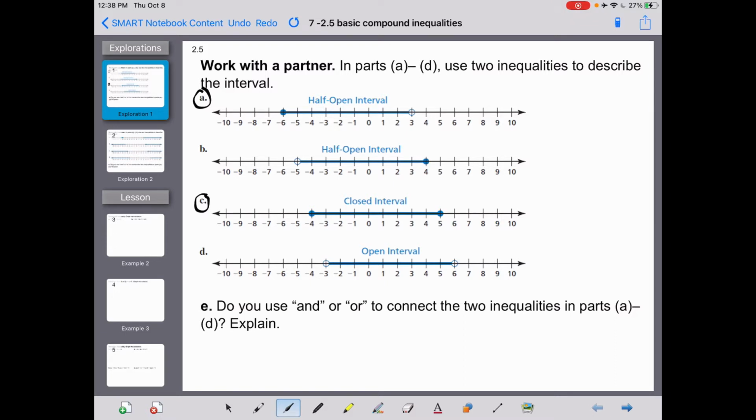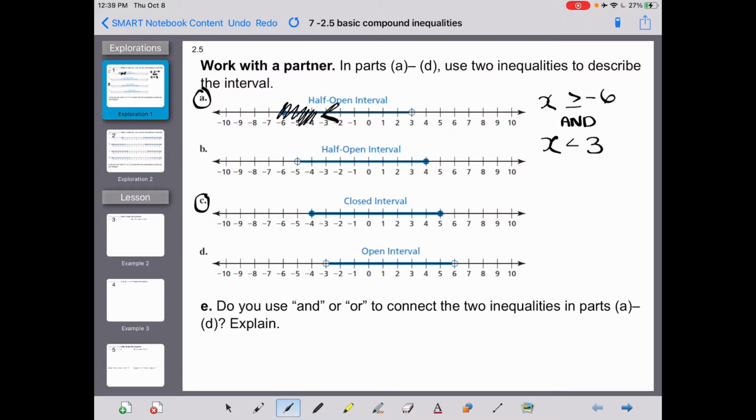So let's look at part A. Let's write two inequalities for this shaded interval. To do that, we're going to ignore the right side first and pretend that what we see right now is just this inequality, all numbers bigger than -6. So to describe that, we would write x is greater than or equal to -6. And now we're going to look at the right side of the inequality. So if we were just focused on the right, we have all numbers less than 3, not including 3. So x is less than 3.